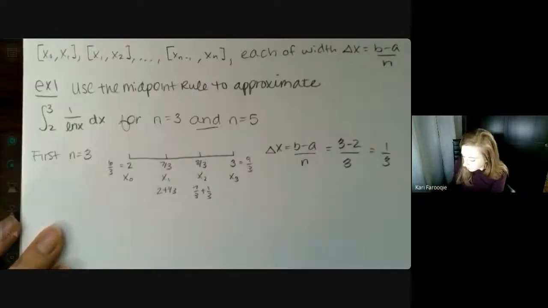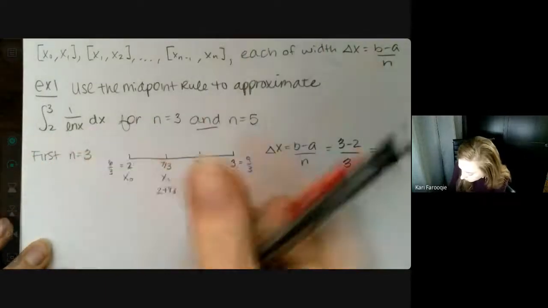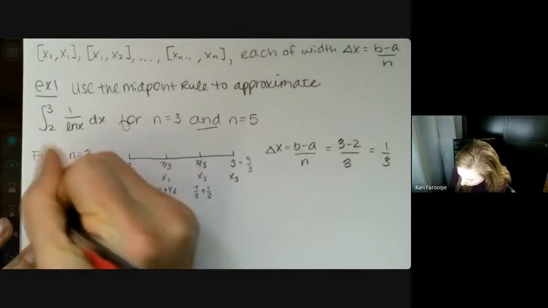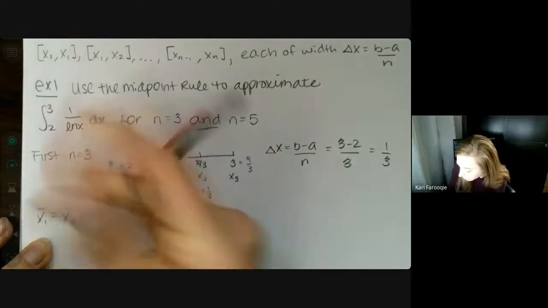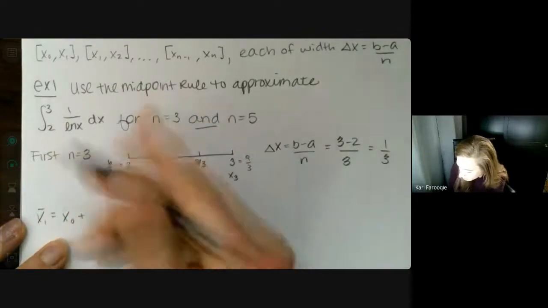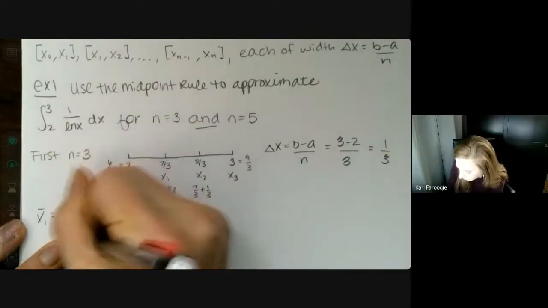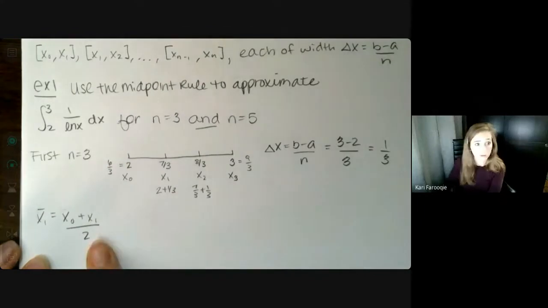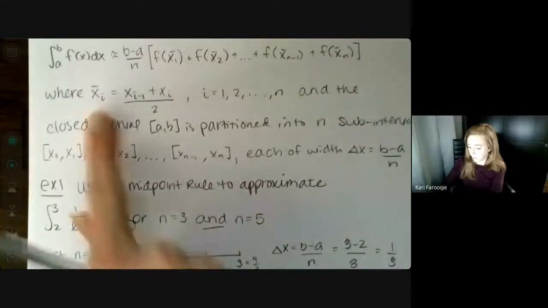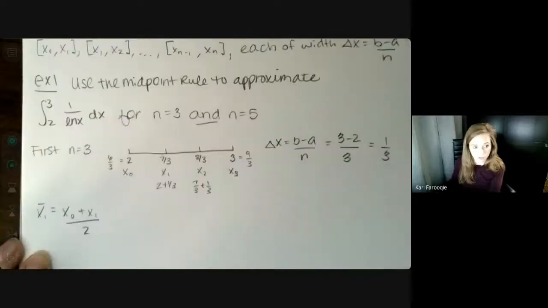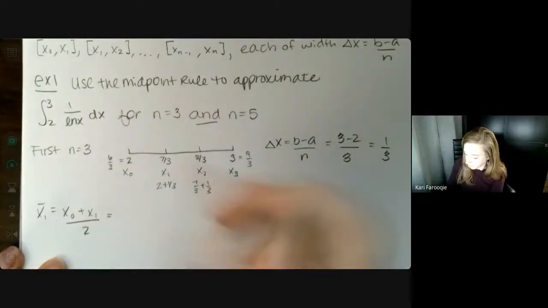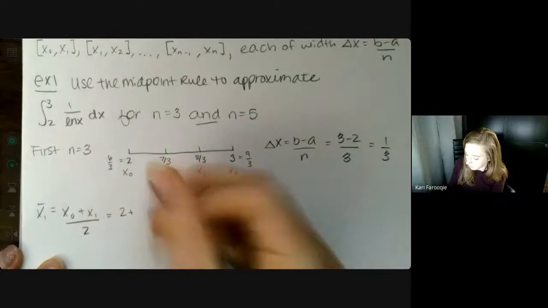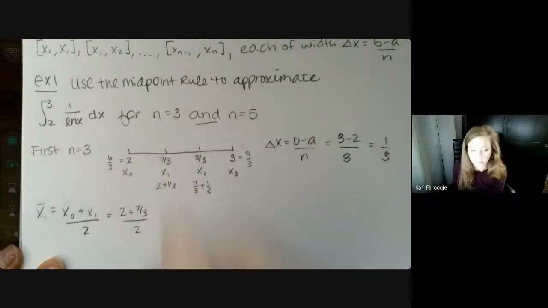Okay, so I know that x sub 1 bar is going to be x sub naught, not bar, x sub naught plus x sub 1 divided by 2. And that's just using this formula that I put for you up here. So the x sub i minus 1 is x sub 0 in this case. Add x sub 1, divide by 2. So your x sub 0 is 2. Your x sub 1 is 7/3, and you'll divide by 2.